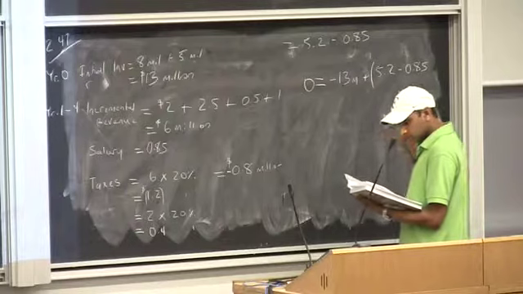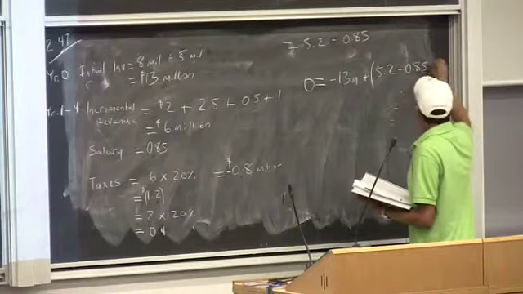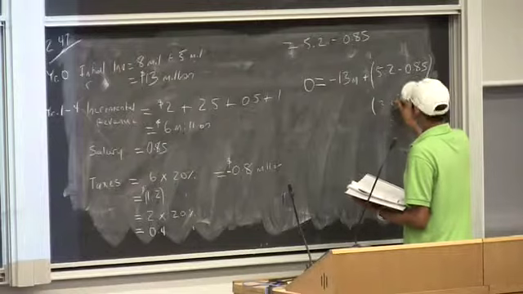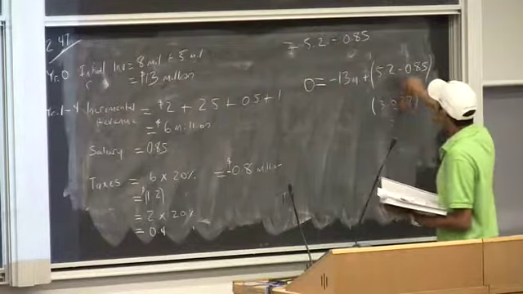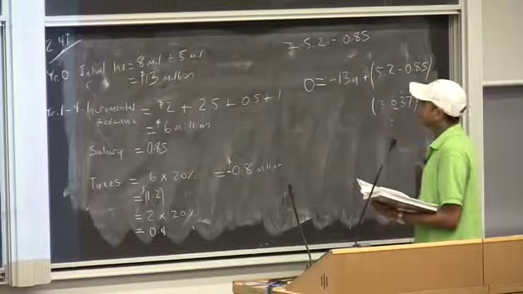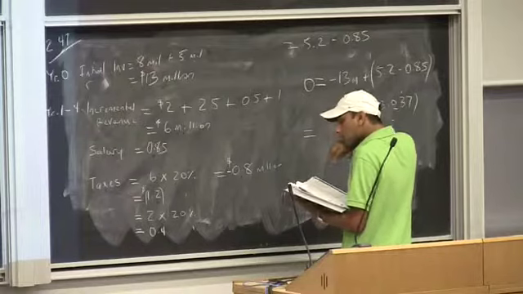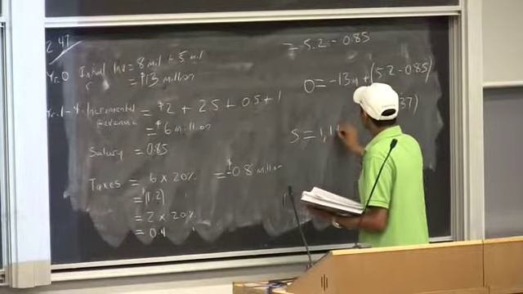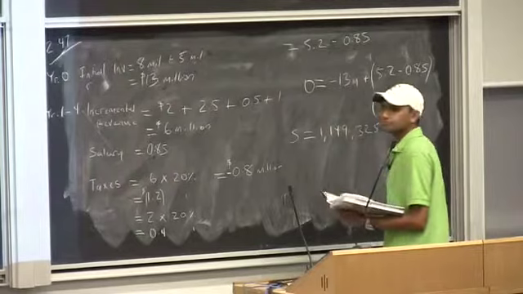And what's that number? I have here 3.37. Is that right? Yeah. Okay, so you're going to multiply that. Now you just work it out, right? Simple algebra. If you do it correctly, it's 1.149325.